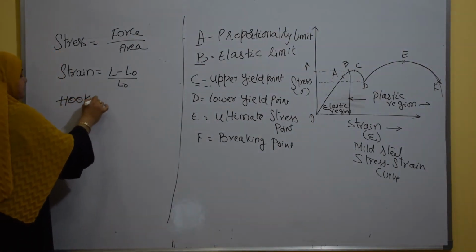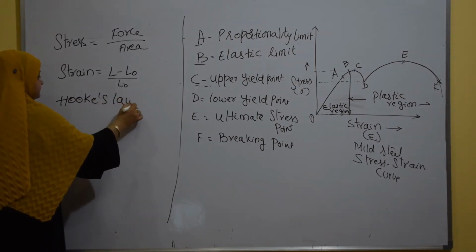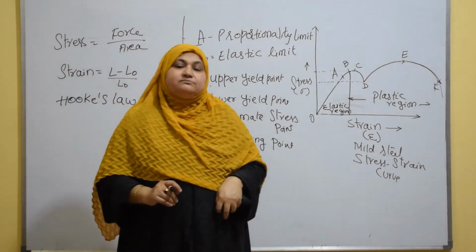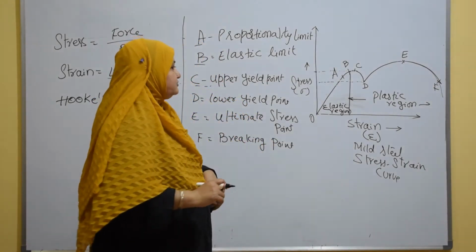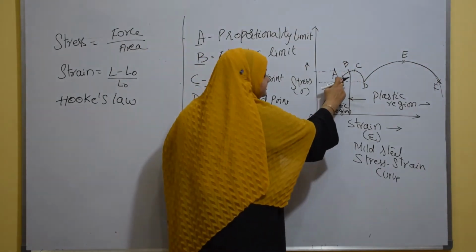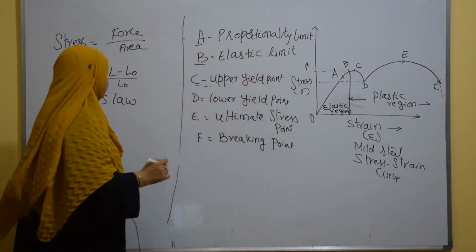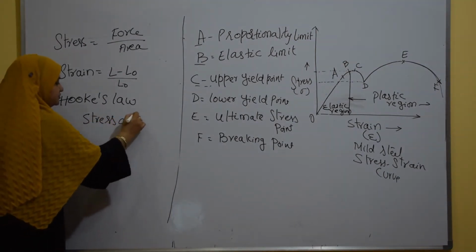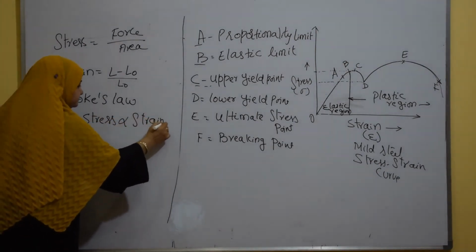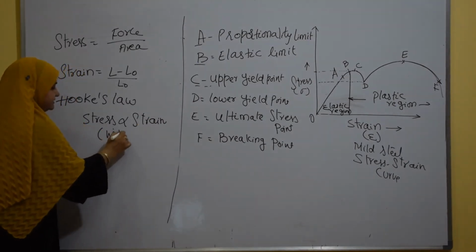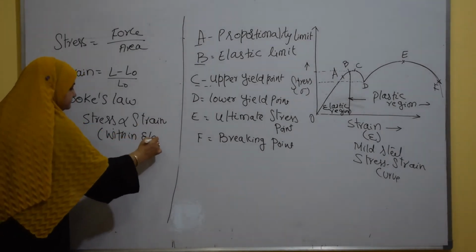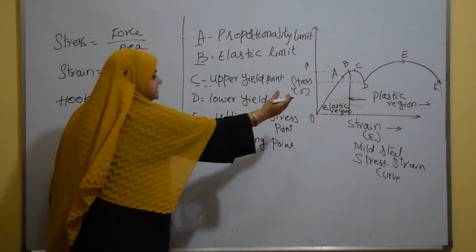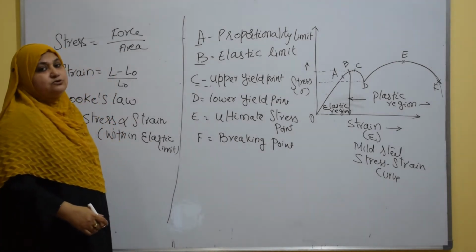Then the next one is Hooke's law. Hooke's law is derived from the stress strain curve. Okay, so you have seen within the proportionality limit, stress is directly proportional to strain. Stress is directly proportional to strain within elastic limit. This is your Hooke's law that we have already seen. Within this elastic limit, stress is directly proportional to strain.